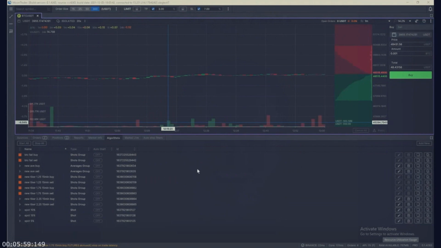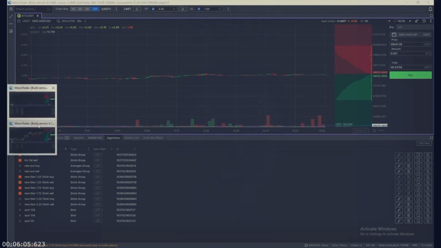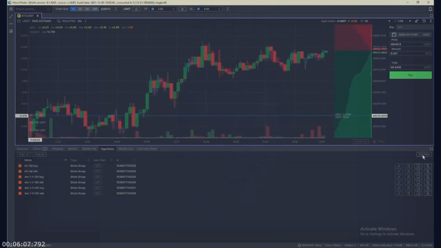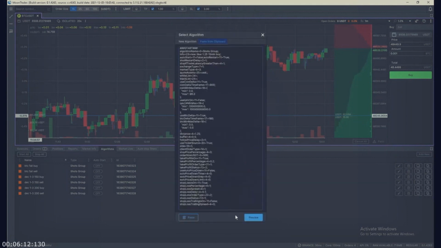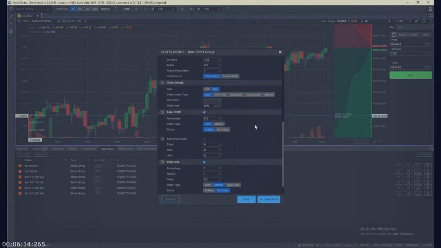Also, you can send your algorithms from profile to profile. To copy your algorithm, press the Copy Algorithm Definition to Clipboard button. Then, on your other profile, press the Add New button and paste from the clipboard. Or you can send it as a text message to someone else.